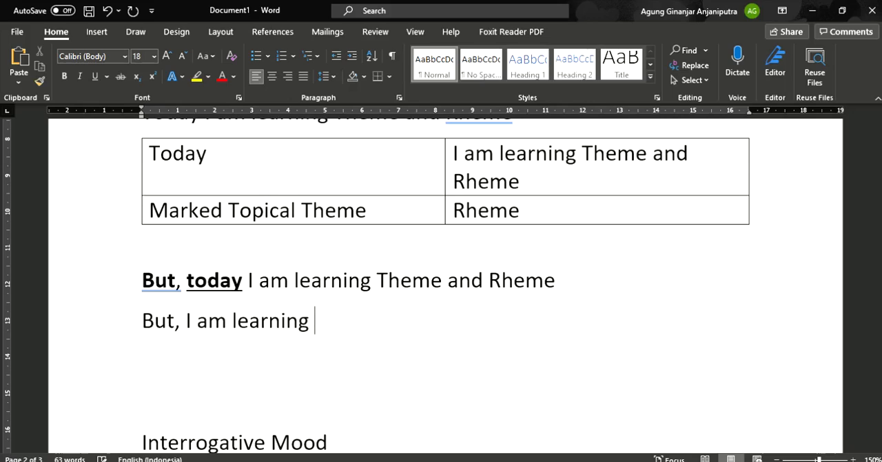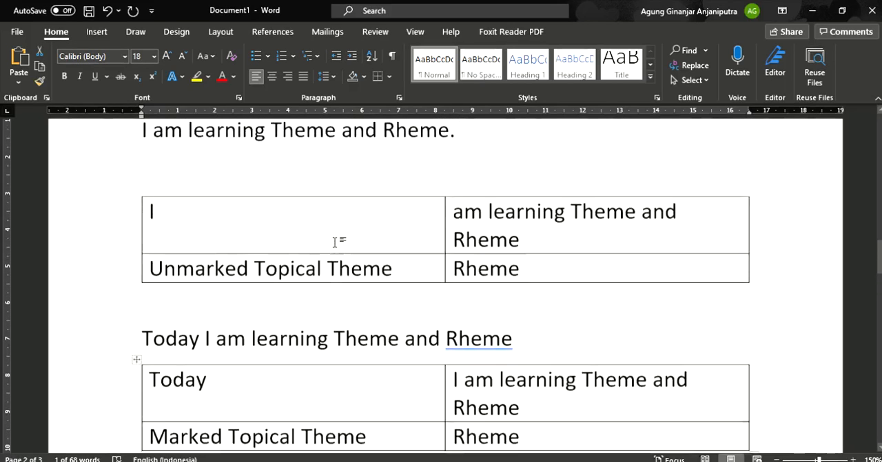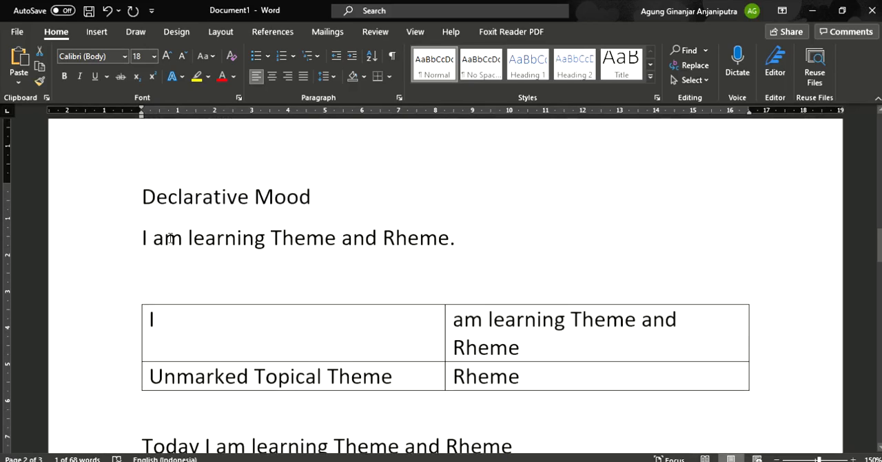I am learning theme and rheme." Remember, "but" has no function in the transitivity system, so it is a textual theme. Then "I", this one is a participant, and this one is the process. So "I" becomes the topical theme, and the rest of the clause will be rheme. And I is the theme, which is unmarked. Remember, it is typical of a declarative mood that it begins with subject.